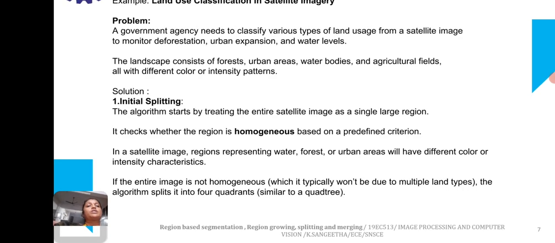The algorithm starts by treating the entire satellite image as a single large region. It checks whether the region is homogeneous based on the predefined criteria. In a satellite image, regions representing water, forest or urban areas will have different color or intensity characteristics. If the entire image is not homogeneous, which typically it won't be due to multiple land types, the algorithm splits it into 4 quadrants.